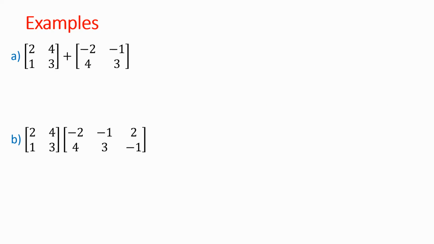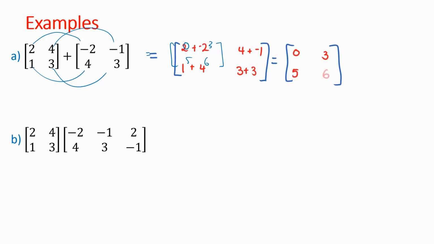Here we go. Let's do some examples. Let's do the first one. If I were to add 2, 4, 1, 3, so a 2 by 2 matrix, to another 2 by 2 matrix, what will I get, Daja? 0, 3, 5, 6. Good. 2 plus negative 2, 4 plus negative 1, 1 plus 4, and 3 plus 3.